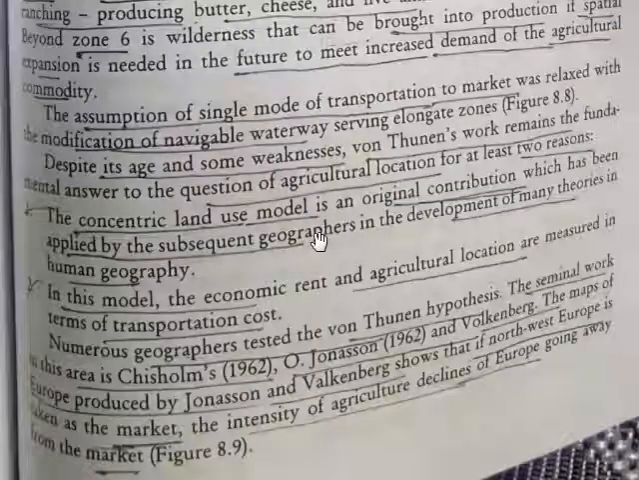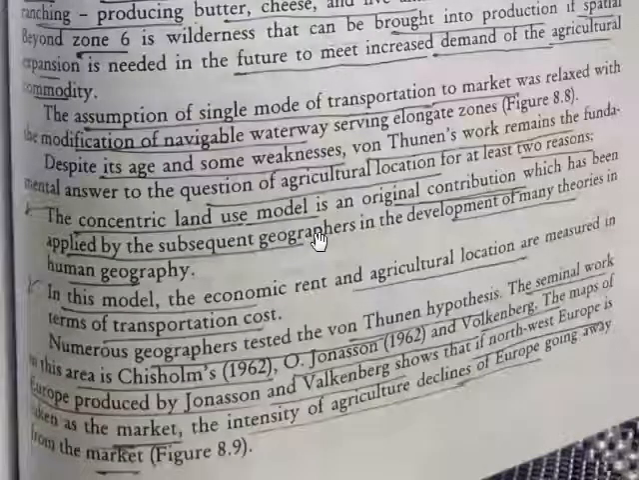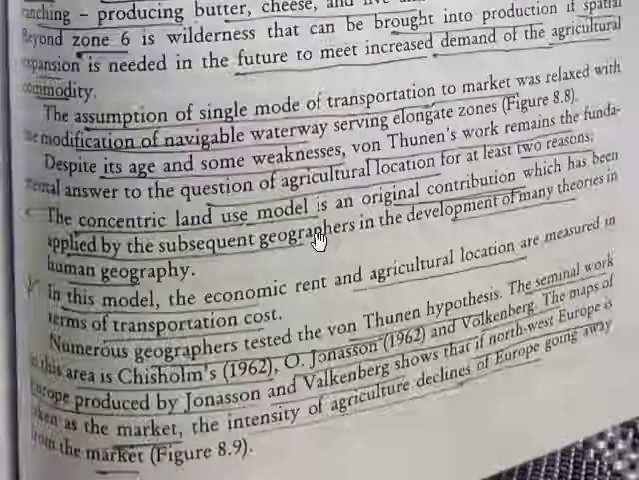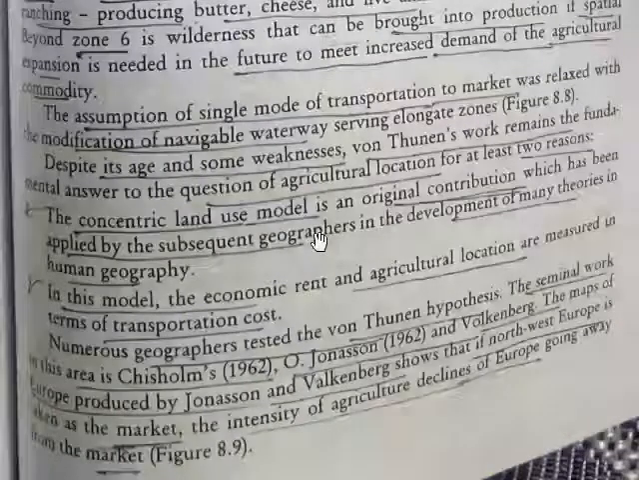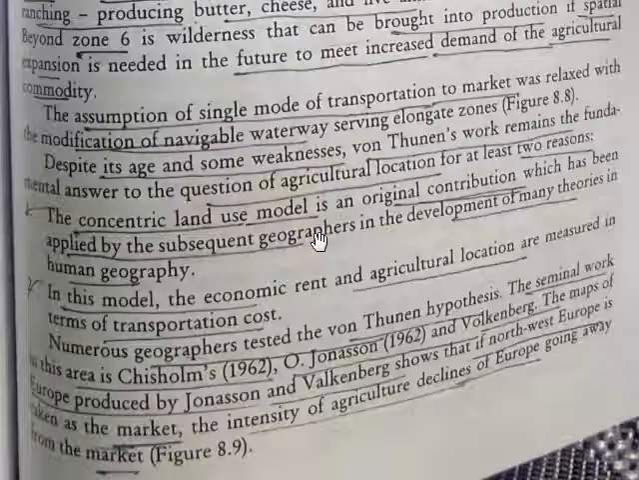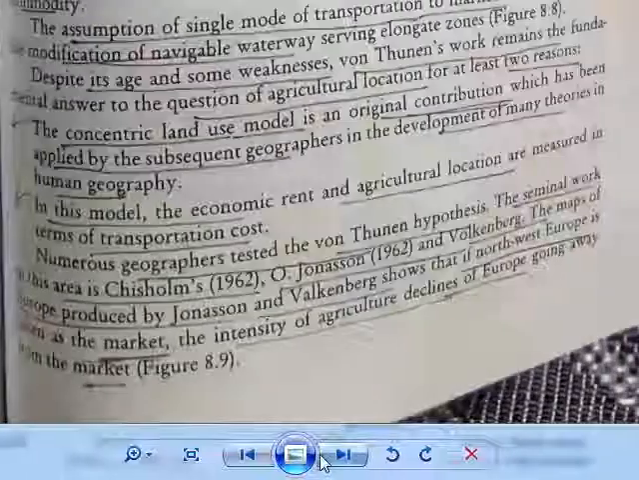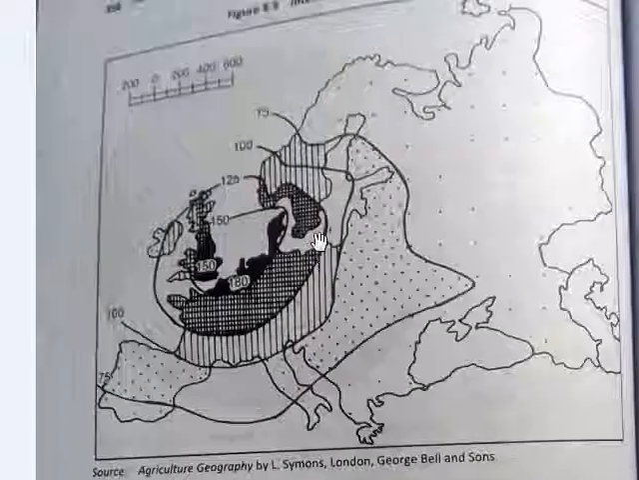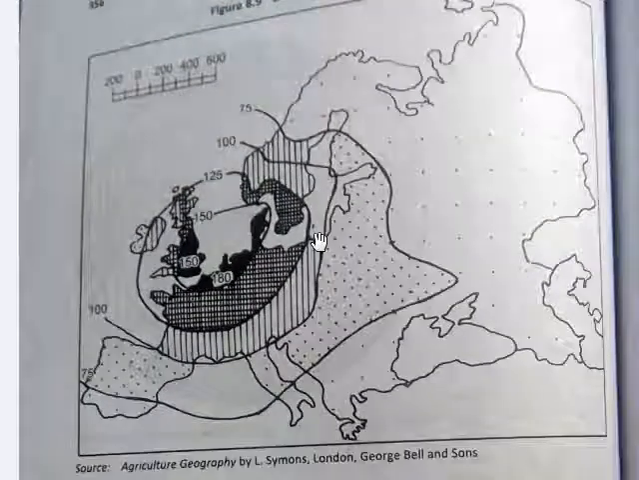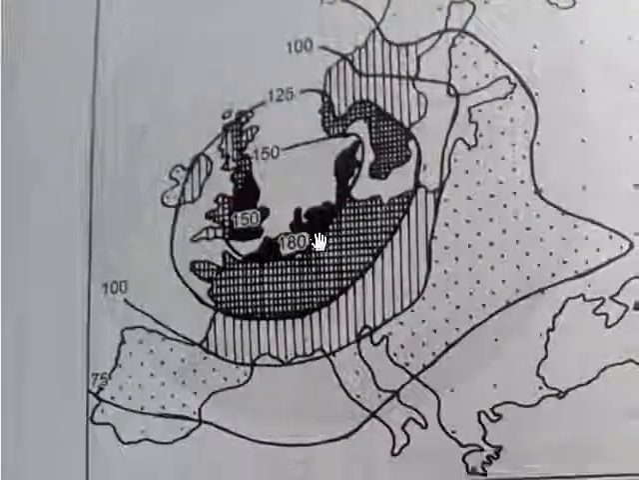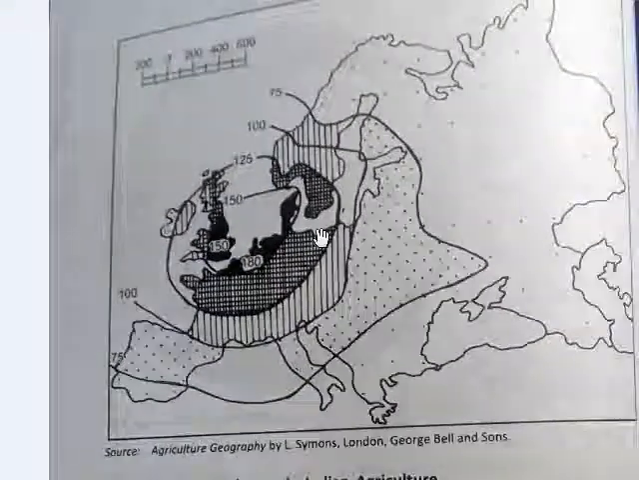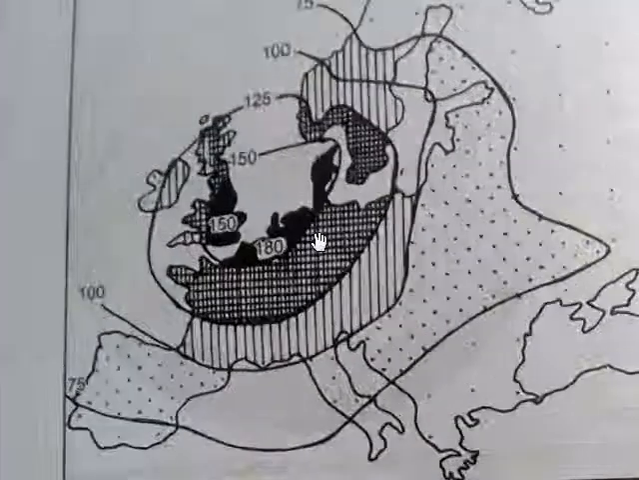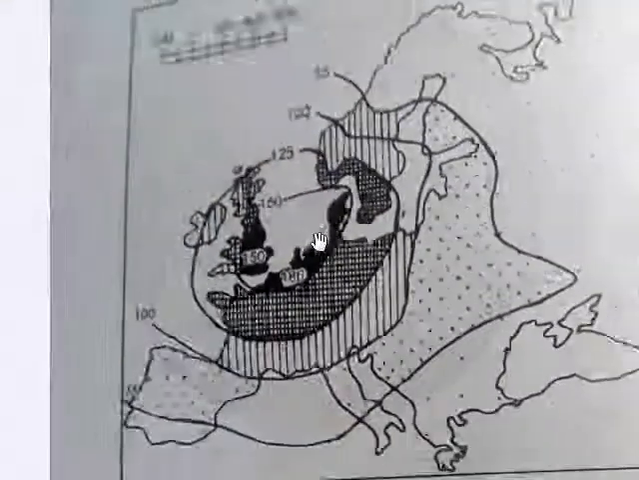So in von Thunen's hypothesis, numerous geographers tested it, and the seminal work is by Chisholm and Jonasson and Volkenberg. So here you can see in Europe, the intensity of agriculture declines going away from the market. Here intensity is high and then it is decreasing: 180, then 150, then 125 and 75 next.